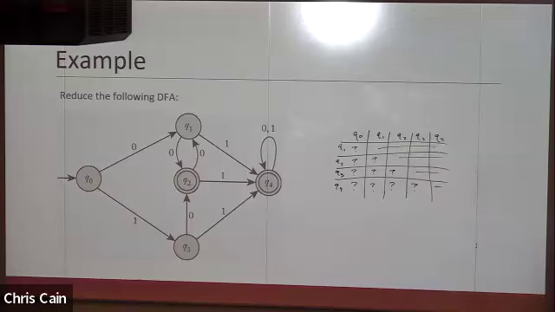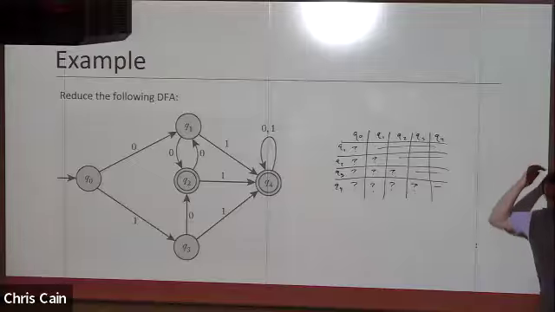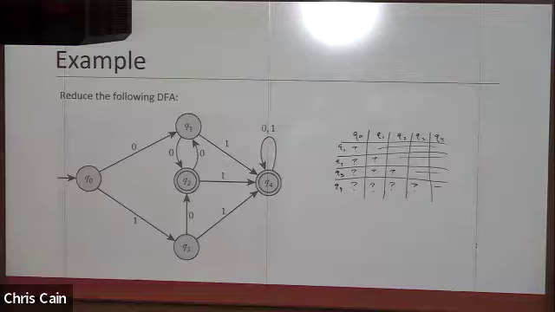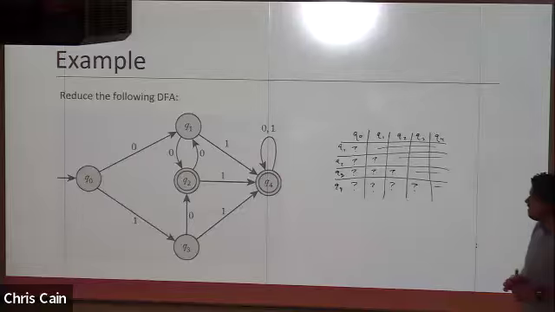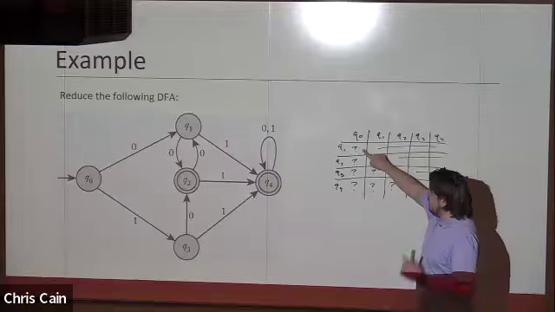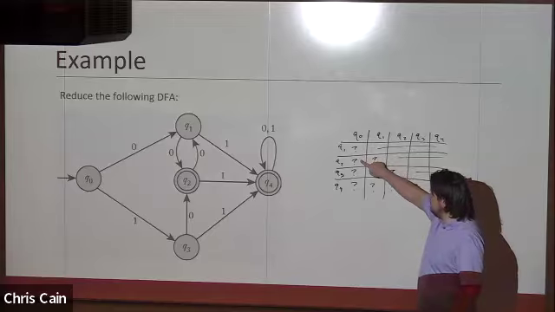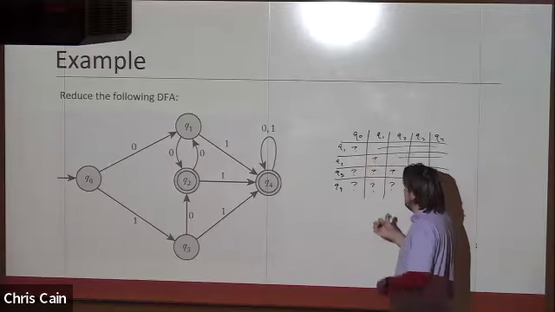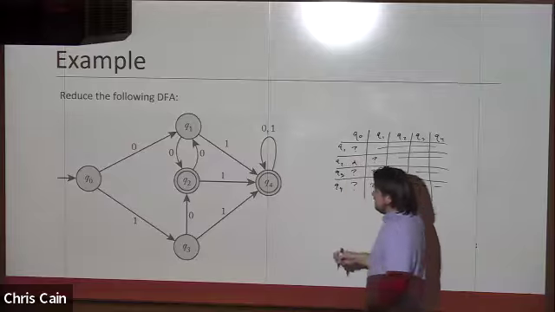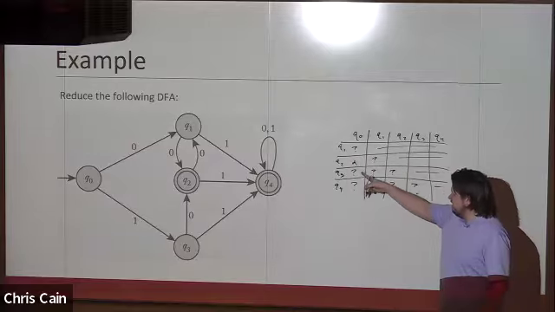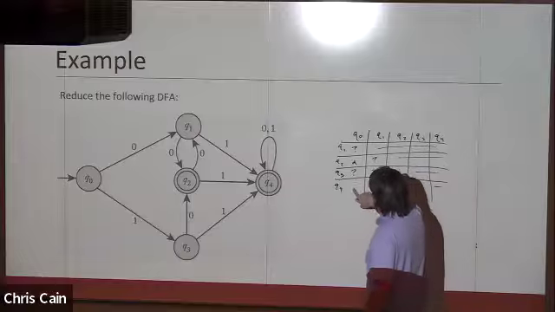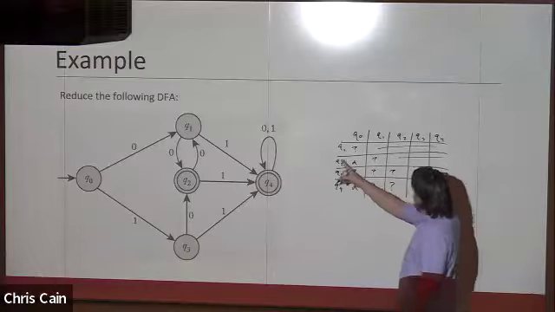So we start by marking everything as distinguishable that has every pair that is different finality. So we'll go through and say Q0, Q1, same finality. Q0, Q2, different finality. They're distinguishable. Q0, Q3, same finality. Q0, Q4, different finality. We'll mark them as distinguishable.